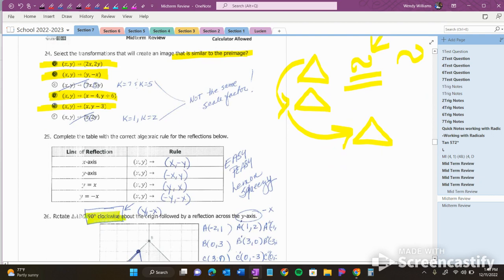Last one I'm going to do in this video is 25. Complete the table with the correct algebraic expression. Again, you need to know these rules. Across the x, I know, change the y. Across the y, I know, change the x. Y equals X, just switch. Y equals negative X, switch and negate. Super easy. You just have to be able to do them.